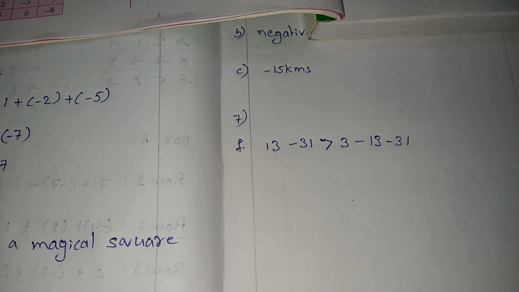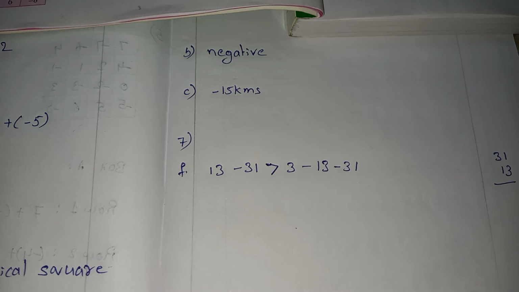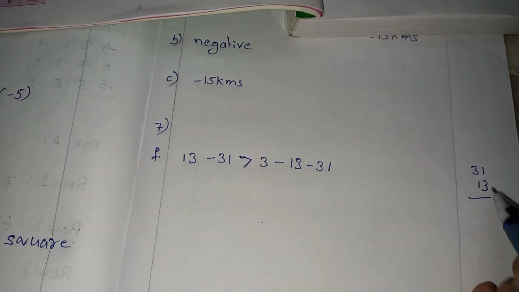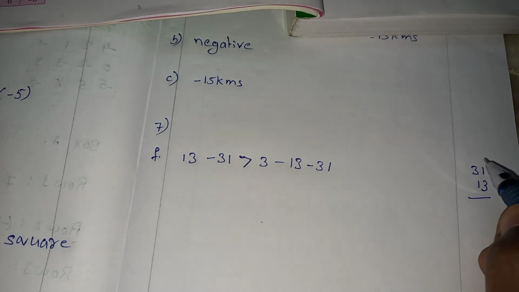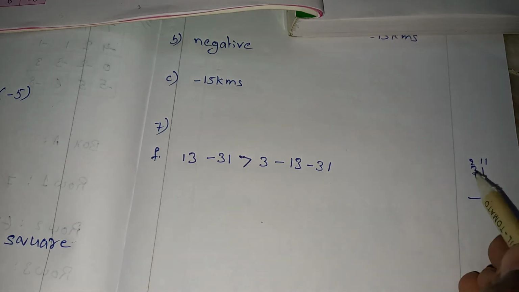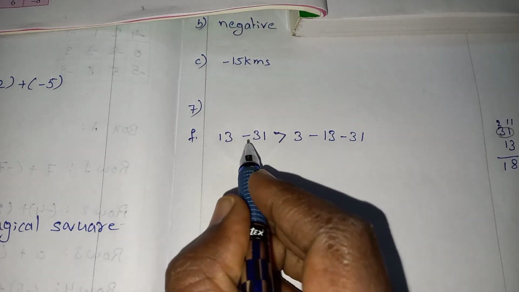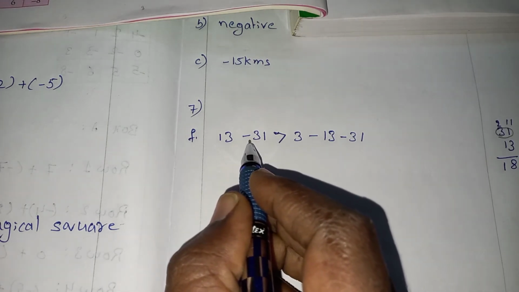To know this, we have to calculate first. 31 minus 13. So 1 is less than 3. So what we have to do? We have to take borrow. 1 becomes 11 and 3 becomes 2. Right? Now 11 minus 3. How much is this? 8. 2 minus 1 is 1. 18. So answer is 18. And the 31 is having the negative sign.